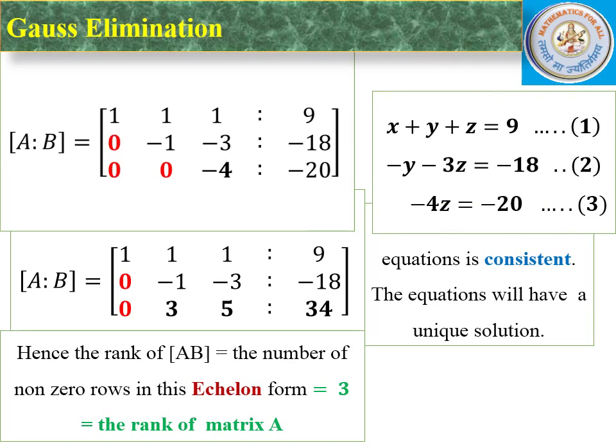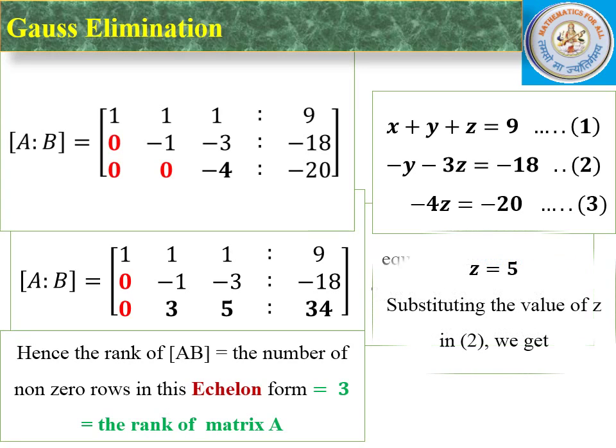It is x plus y plus z is equal to 9. Similarly, minus y minus 3z is equal to minus 18 and minus 4z is equal to minus 20. From this equivalent system, what do we get? z is equal to 5. From equation 3 we get z is equal to 5.